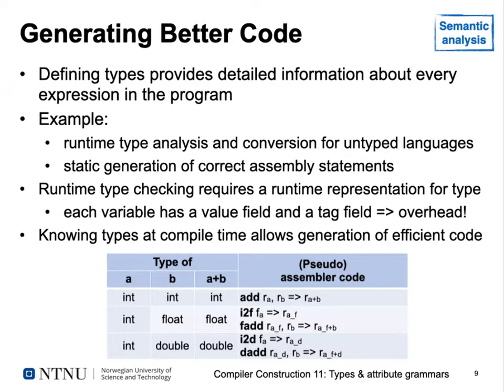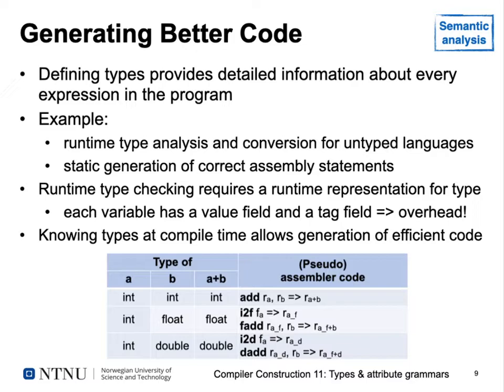So one additional advantage of having a type system is that we can actually generate better code. So if we define types, then we can provide our compiler with detailed information about every expression that's contained in our program. So for example, in untyped languages, we would need to do runtime type analysis and runtime type conversion if we encounter an expression that uses types for which we don't know at compile time what they're used for. Whereas we can use static generation of correct assembly statements if we have a typed system.